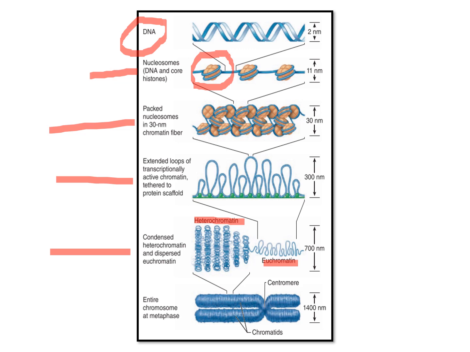Then finally, here at the bottom of this figure, this shows a metaphase chromosome with maximum packing of the DNA. The metaphase chromosome consists of two chromatids held together at a constriction. This constriction is known as the centromere.